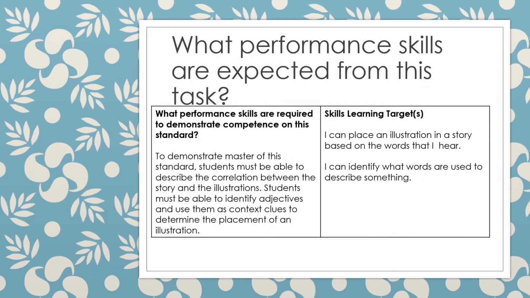So what performance skills are expected from this task? To demonstrate mastery of this standard, students must be able to describe the correlation between the story and the illustrations. Students must also be able to identify adjectives and use them as context clues to determine the placement of an illustration. The I can statements for this are, I can place an illustration in a story based on the words that I hear, and I can identify what words are used to describe something. These I can statements thoroughly outline what performance skills the students should be able to obtain during this task.